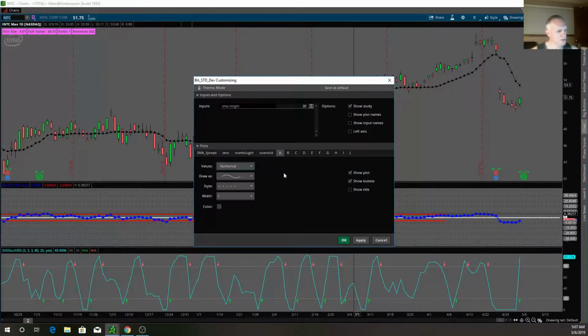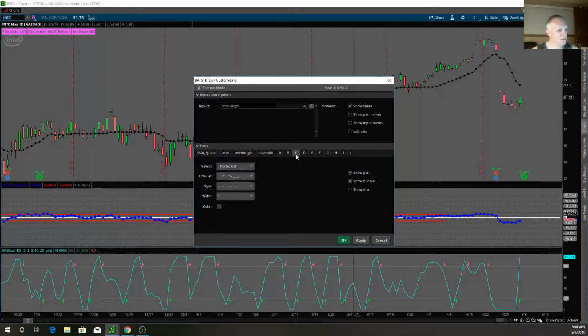Now what I want is to show these lines here, so I just color them different things. The first, A, we're going to make that stand out a little bit more. B, we'll change that to a 2 and make it yellow. So those are about one standard deviation away from that 20 period moving average.